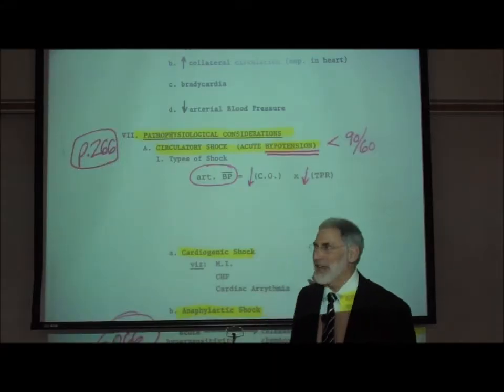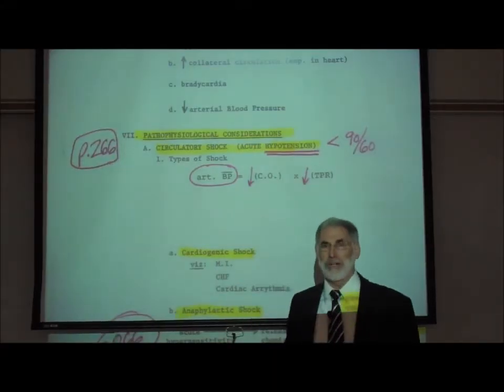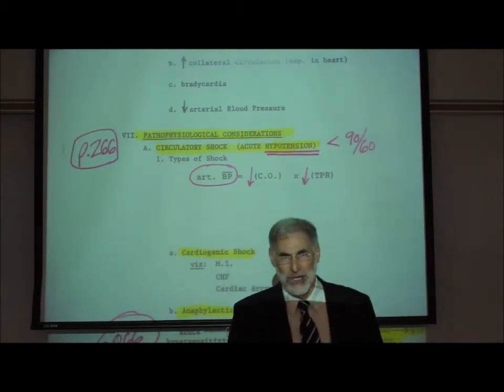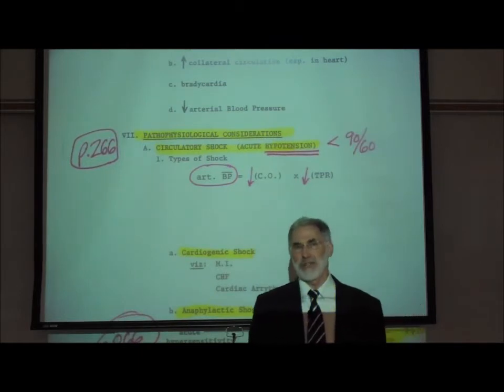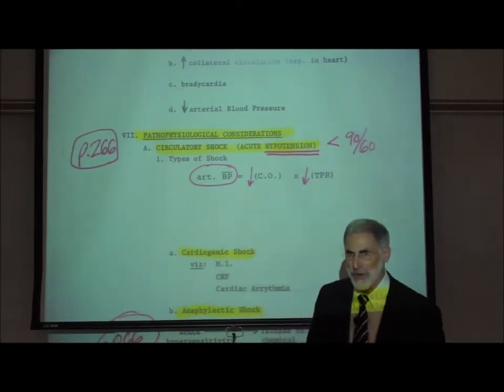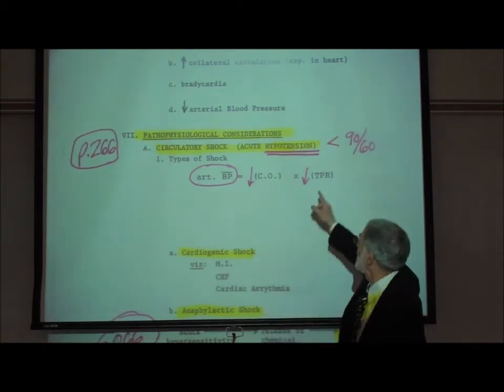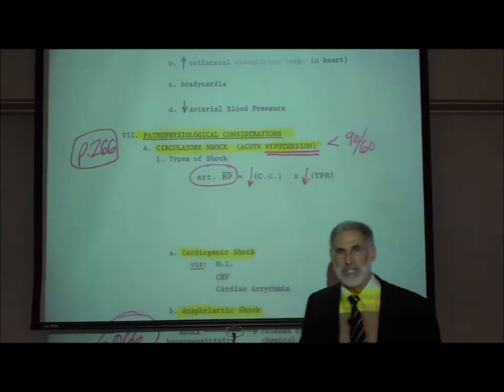I would now like to look at hypotension, low blood pressure, and the three major cardiovascular factors that can lead to it. Now first, what is the definition of hypotension or low blood pressure? We will define it as a systemic arterial blood pressure less than 90/60.